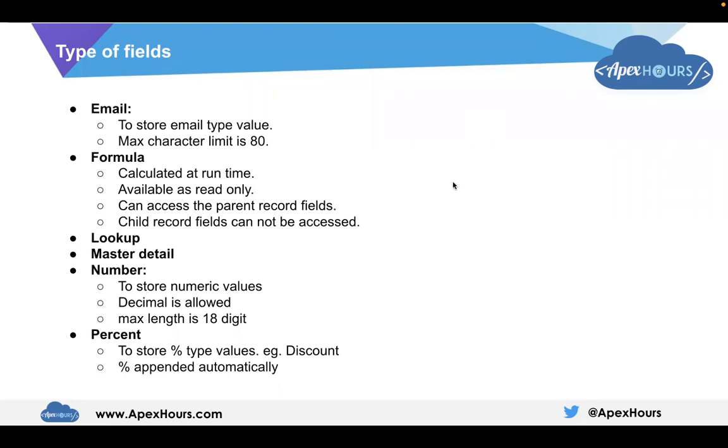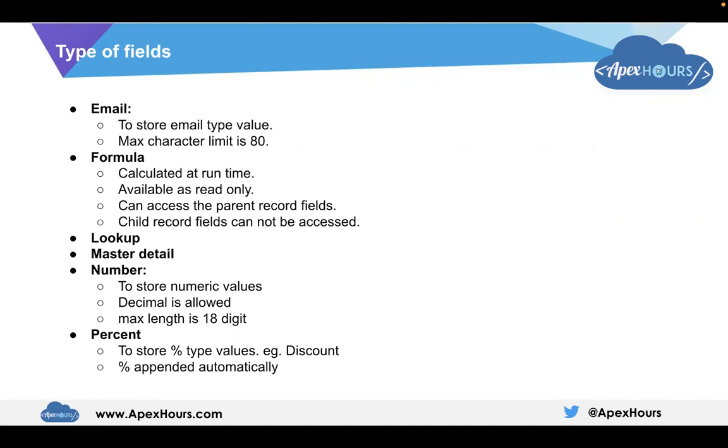Okay. Next is number. Whenever you want to store some numeric values, then we create number type of fields, and decimal is also allowed, and the maximum length of a number field is 18 digits. Okay. So 18 digits including the decimals also. If you want to store the decimals also, then the length of the non-decimal part can be 16, and if you want to store up to two decimals, then the decimal will be 2, and you can manage it like 17 and 1, 15 and 3, 14 and 4, like that, because it depends on us how many digits we want to store after the decimal.